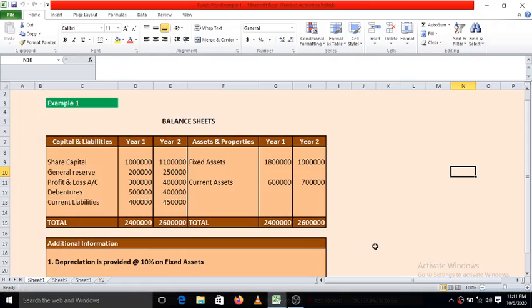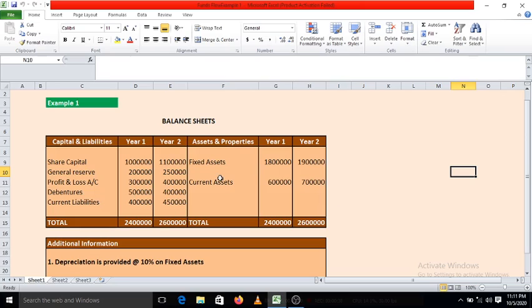In the last video we tried to understand the basic introduction of fund flow statement, how to prepare the fund flow statement, and what other statements we are supposed to prepare. We saw the entire format in the earlier video. Now in this video we are going to solve example number 1. It is a simple example so that you can understand it in a better manner.